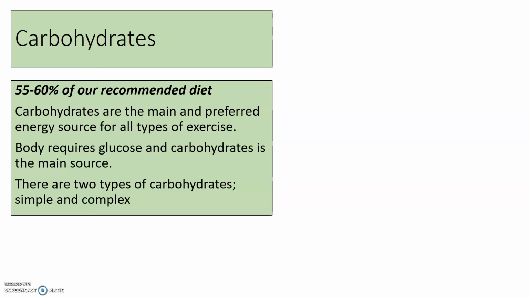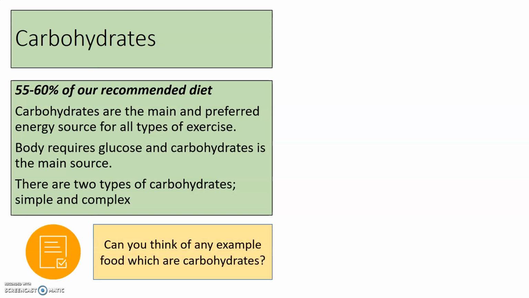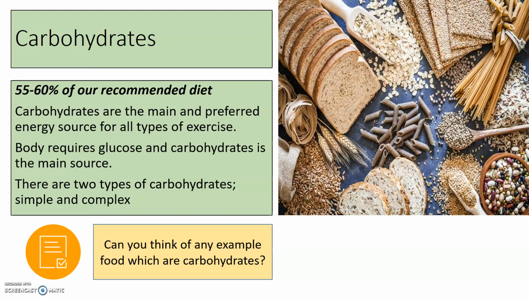And we have 2 types of carbohydrates, simple carbohydrates and complex carbohydrates. So I want you to pause your video here, and can you think of what are some of the main food examples of carbohydrates? Okay, so hopefully you've come up with a few ideas.